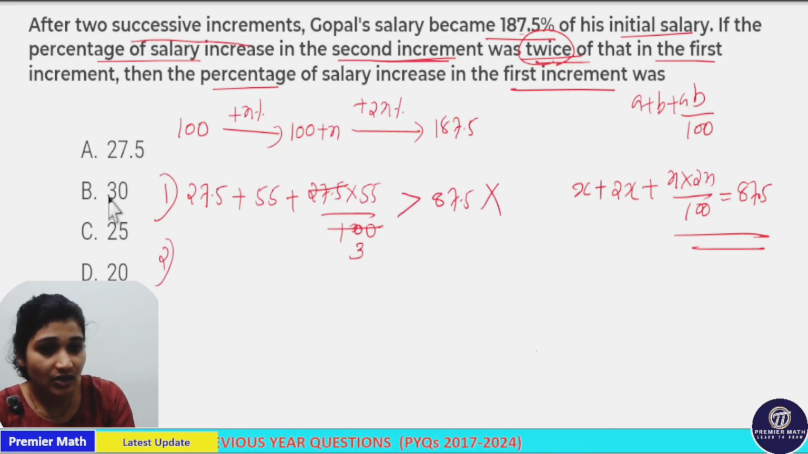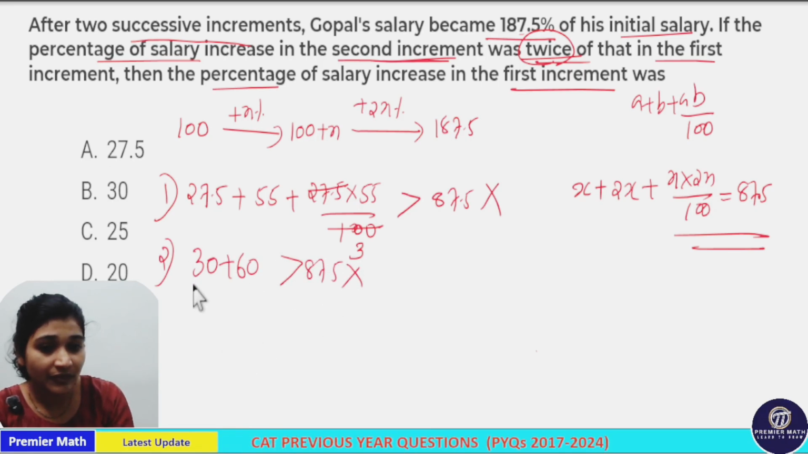Now if you take the second option, 30 plus 60 is already greater than 87.5. So this is also not our answer. 30 plus 60 is already greater than 87.5, so we can ignore the next step.